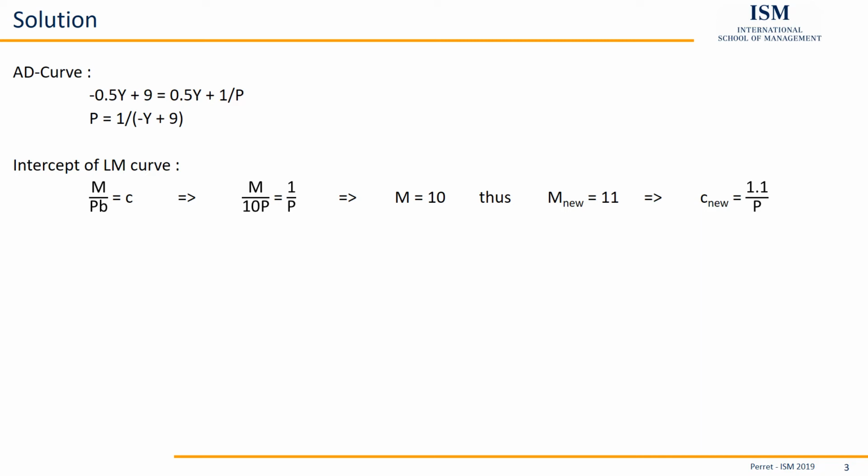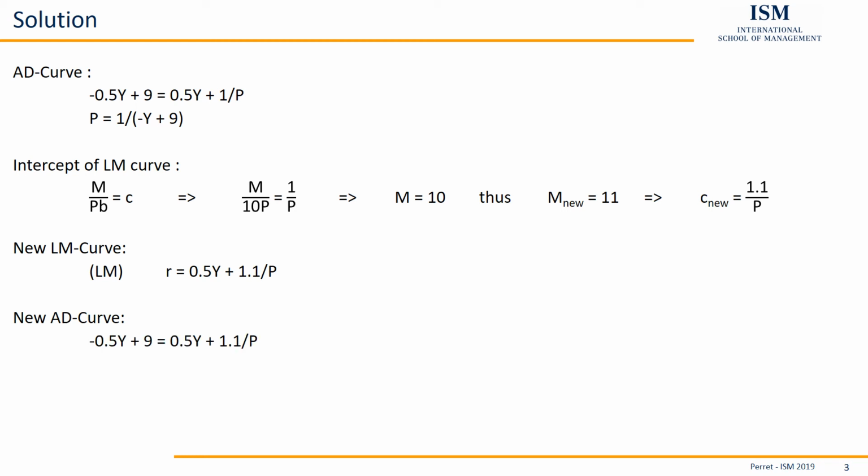If we then use this to rework our way as before, we can see that the new C, the new intercept of the LM curve, would be 1.1 divided by P and no longer 1 divided by P. If we change this, we get a new LM curve, which here looks as R equal to 1/2 Y plus 1.1 divided by P. Then we can just calculate the new AD curve, which, again, equalizing the IS curve and LM curve, would result as P equals 1.1 divided by (minus Y plus 9).